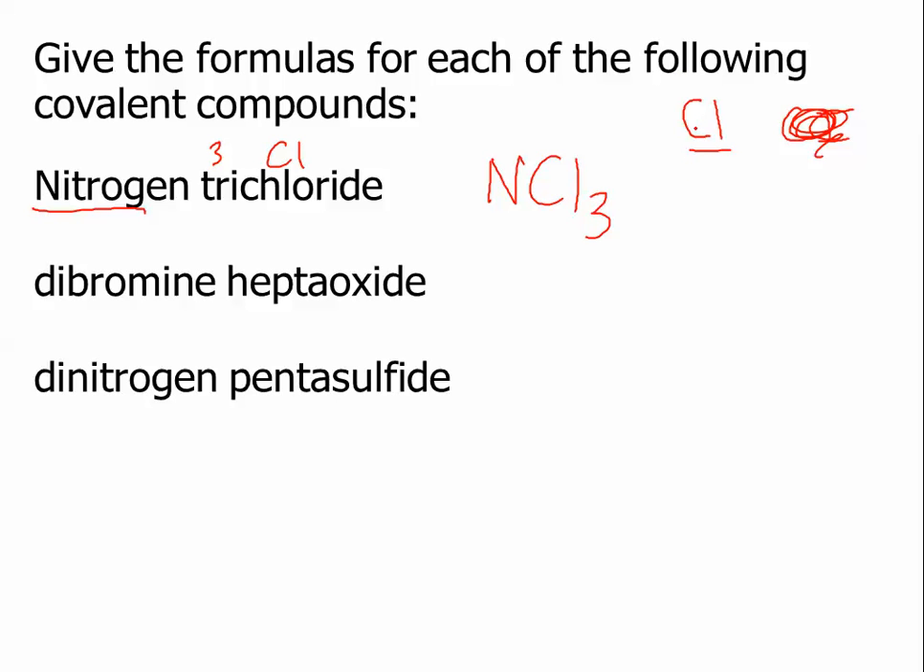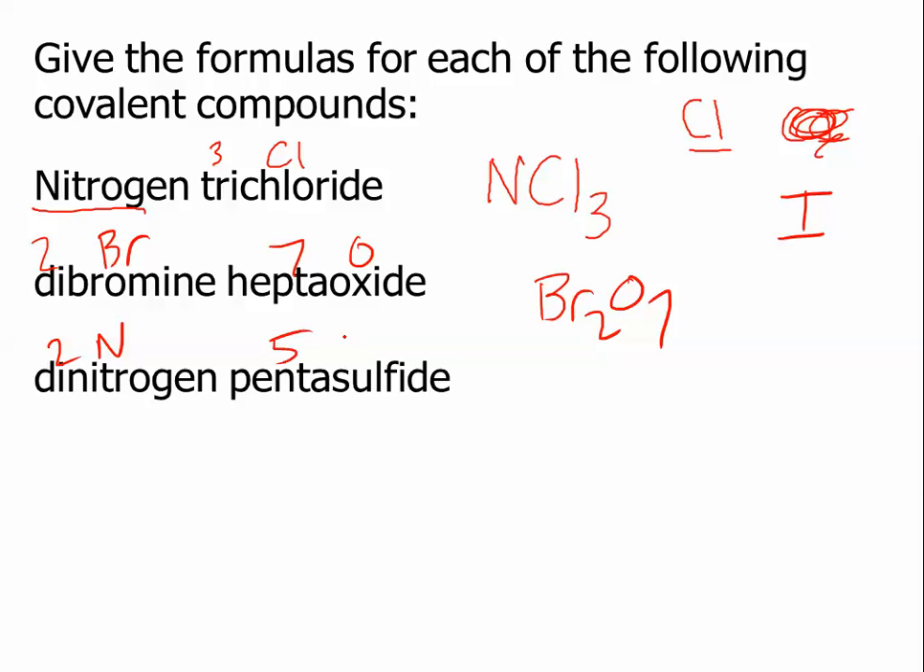This is not carbon and iodine. This is chlorine. Iodine will always be a capital I. I try to make sure all my capital I's look like this. This is an L, so be careful about that. All right, dibromine heptaoxide: hepta is 7, oxide is O, so we get Br2O7. Dinitrogen pentasulfide, like this, so we get N2S5.